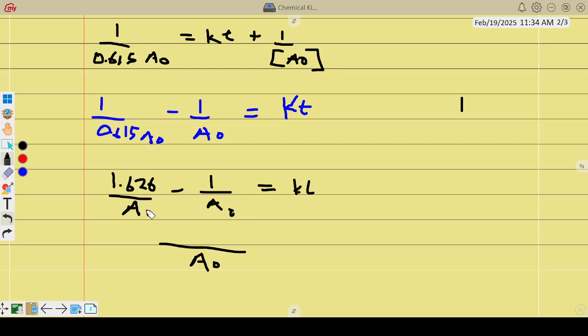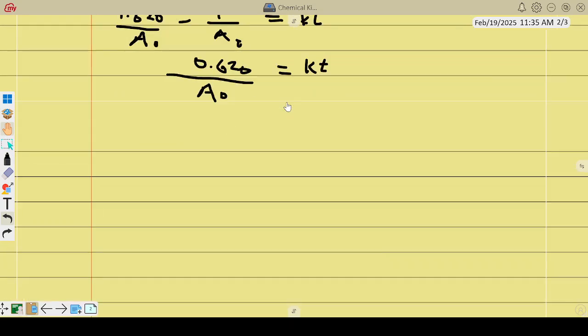Yeah, so when we have the same denominator, we can say 1.626 minus 1. What are we getting? We're getting 0.626. So this is equal to 18. So I have the A naught following, and then I want to find the value of K. Wait, is it K? Yeah. And then the value of T was given, the time was given. Yeah, was T given? Yeah, definitely. So what is T?